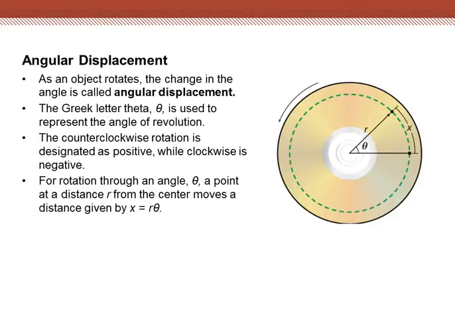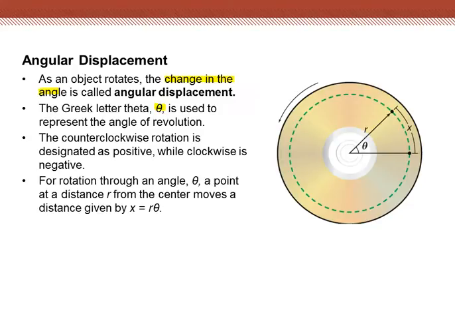Angular displacement, just like displacement linearly in kinematics, is the change in position or the distance that we cover if we're only moving in one direction. As an object rotates, the angular displacement is the change in the angle. And so, just like change in position linearly, we have change in the angle. That's our angular displacement.